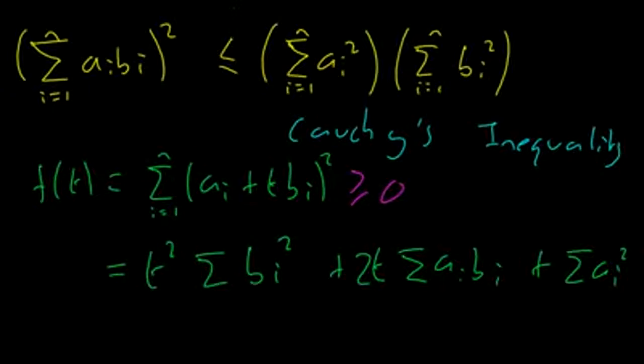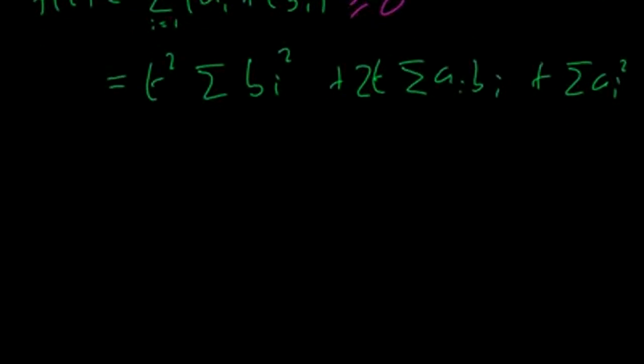So, what does this mean? Well, if it only has one real root, then its discriminant, this b squared minus 4ac, can't be positive. This is less than or equal to 0. So what does this mean?